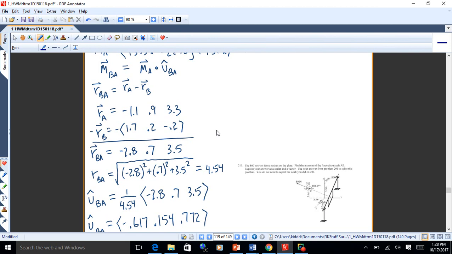All right. So the first step in doing that is finding a unit vector for the axis, UBA. And that's found like any old unit vector. Just go through the steps.